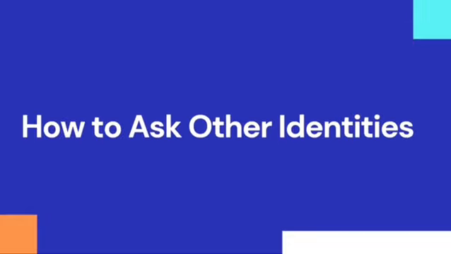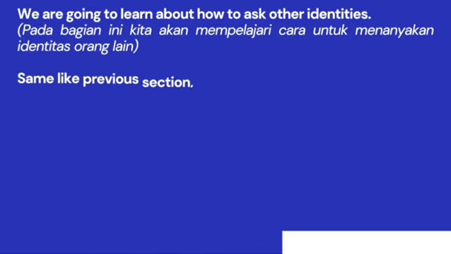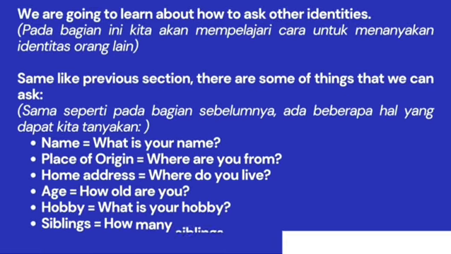Next, how to ask other identities. Same like the previous section, there are some things that we can ask. Name: what's your name? Place of origin: where are you from? Home address: where do you live? Age: how old are you? Hobby: what is your hobby? Siblings: how many siblings do you have?